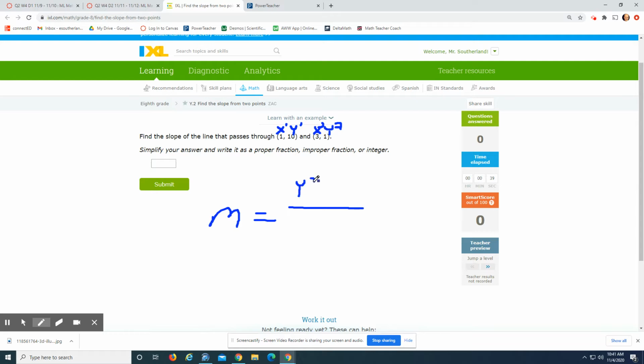y2 minus y1 over x2 minus x1. And so when we look at that, we can say, okay, so if that's true, then y2 is 1, minus y1 is 10, over x2, which would be this one, 3, minus 1. And you can use a calculator.